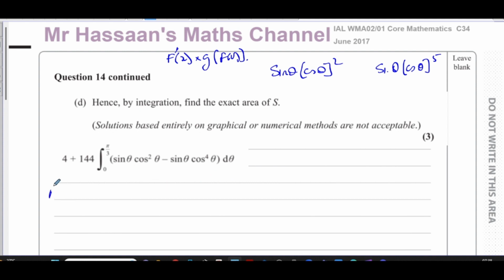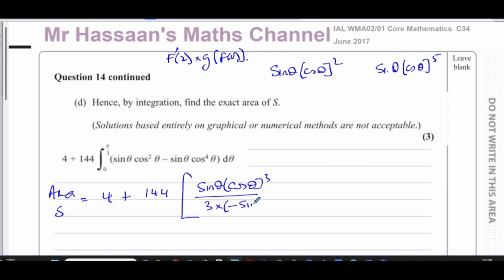So we can say the area of S is going to be 4 plus 144 times. Now we can integrate this. So this is going to be, if I do it in the way I like to do it, cosine theta, and there will be cosine theta to the power of 3. You add 1 to the power, divide by the new power, and also you divide by the differential of what's inside this function, which is minus sine theta.